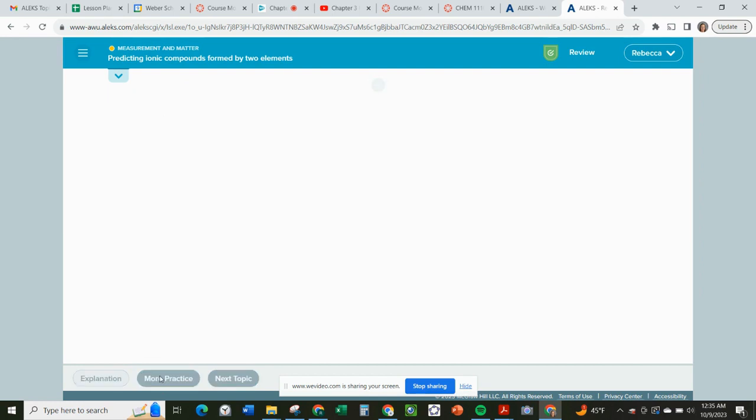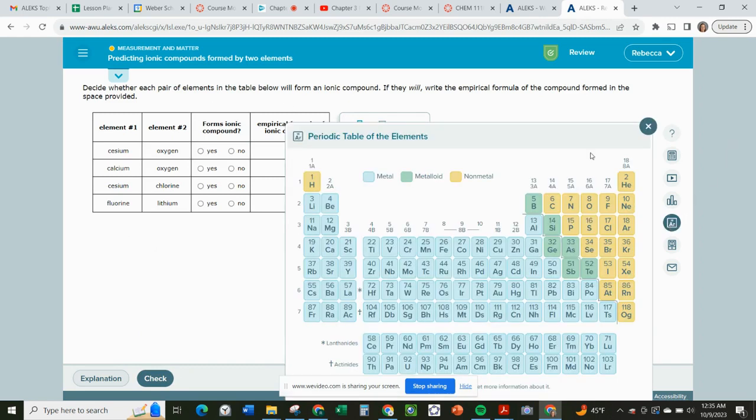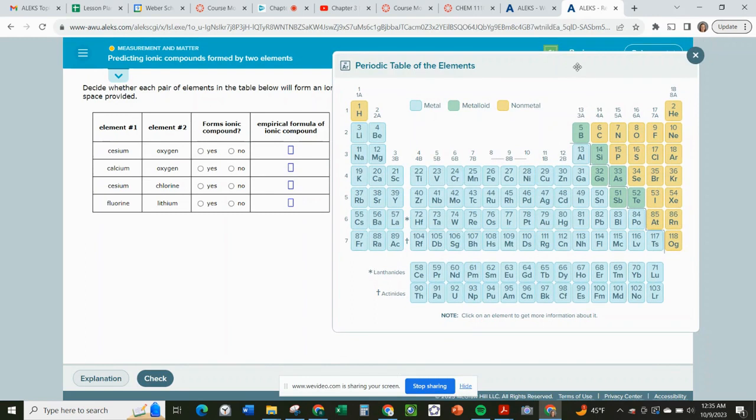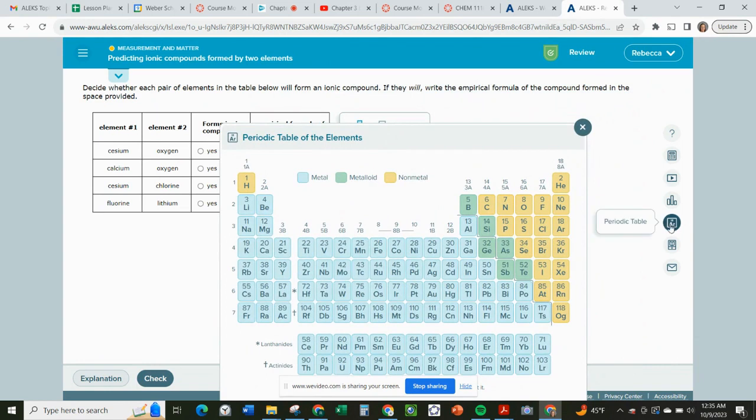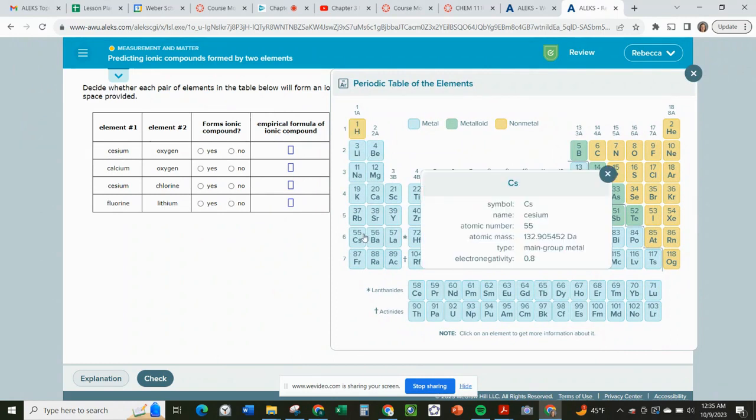Okay, let's practice a few more. The next one, let's see. So again, we just use our periodic table. I would use this on the test. You do get this Alex periodic table on the test, so make sure you know how to find that. It'll be over here. So we've got cesium. Cesium is Cs, that's here. That's a metal. And oxygen is over here, that's a nonmetal. And this key is really helpful again. So metal plus a nonmetal, so that will form an ionic compound.